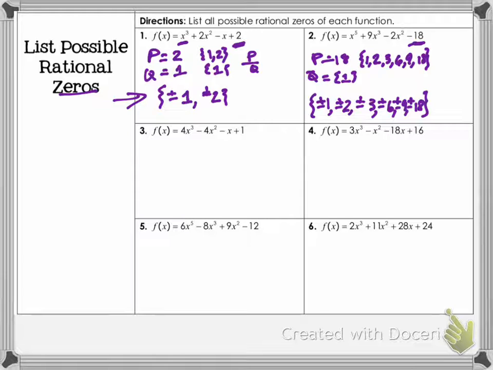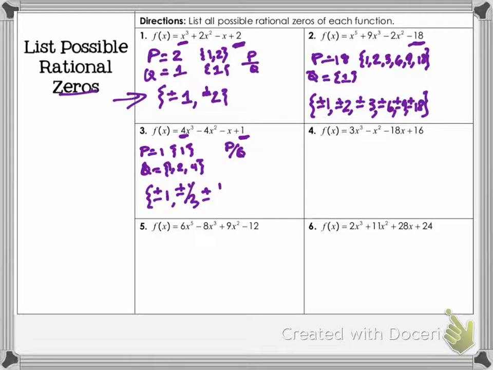In this one, number 3, P is 1. So the factors of 1 are 1 and 1. And Q is 4, so that would be 1, 2, and 4. Those are the factors of Q. So if I do every combination of P over Q, it's going to be 1 over 1, so that's plus or minus 1, 1 over 2, so that's plus or minus 1/2, and 1 over 4, which is plus or minus 1/4.